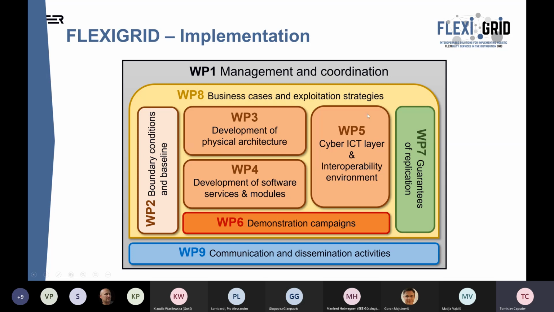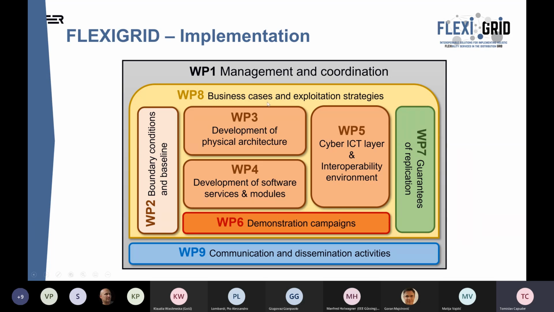One of the very interesting aspects is work package 5, where everything is integrated into a single platform which enables this interoperability, and so on. We have demonstration campaigns. We look into how to replicate this, not to have this only on these 4 locations.